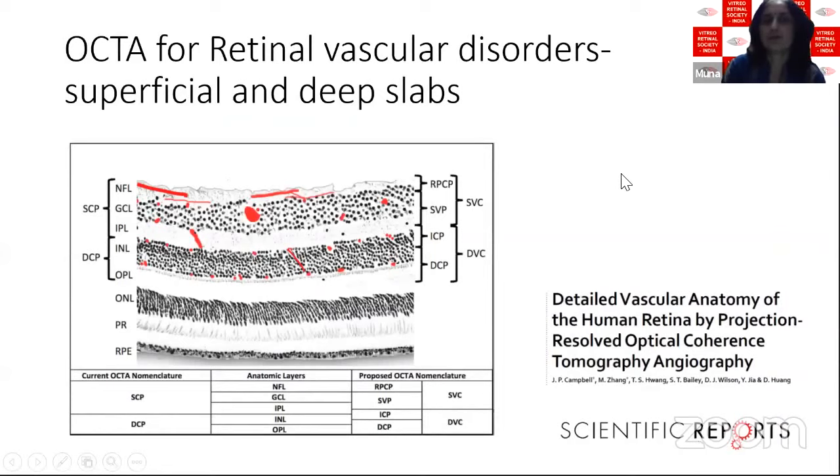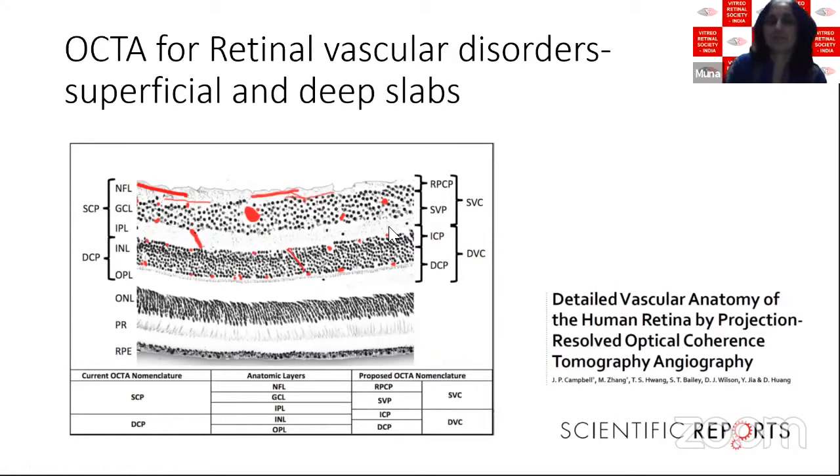Now, where do you look for abnormalities in the OCTA for retinal vascular disorders? Basically, the retinal vasculature is confined to the nerve fiber layer and the ganglion cell layer, the inner plexiform layer, inner nuclear layer, and outer plexiform layer. So this is where you should be looking for abnormalities in retinal vascular disorders. All other layers are avascular.